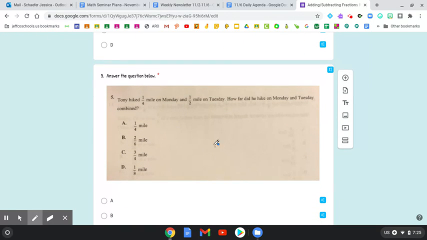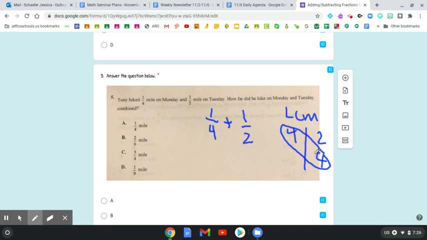Number 5, Tony hiked 1/4 of a mile on Monday and a half of a mile on Tuesday. How far did he hike on Monday and Tuesday combined? So 1/4 combined, so plus 1/2. I'm going to do an LCM between 4 and 2. The next one of my 2's will be a 4, so my LCM is 4. On this side, I have to multiply by 1. I'm going to do it to the top.